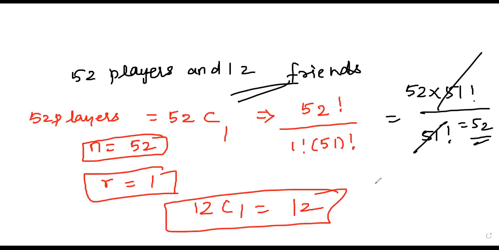So now you will multiply this 52 and 12. That is going to be 13. I mean, not 13, one minute. What is 52 times 12? 52 times 12 will give you 624. Yeah, 624.